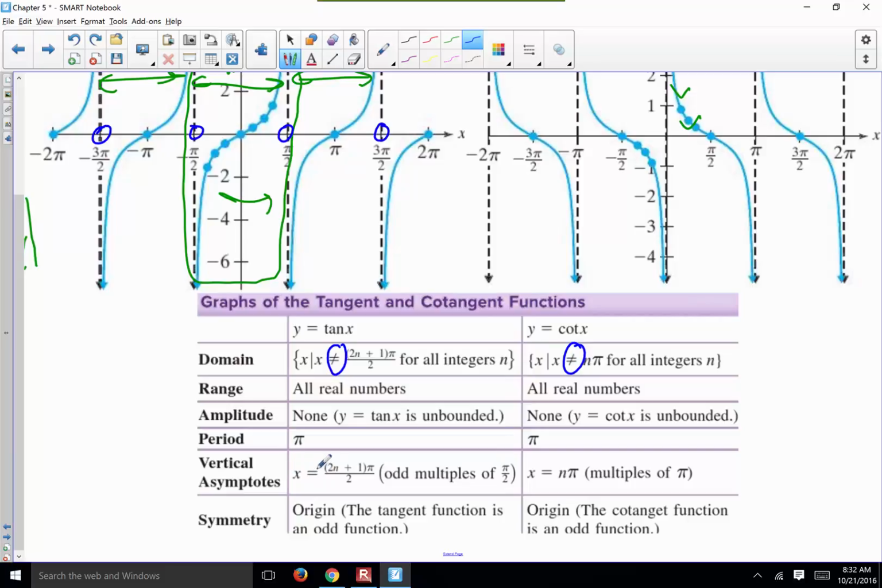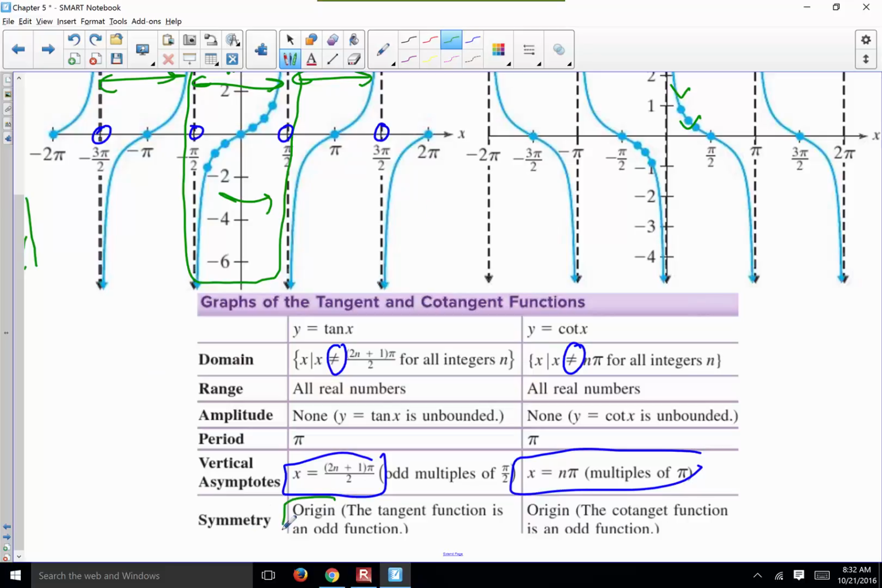Or in other words, you have vertical asymptotes there. For tangent, odd multiples of pi over 2. For cotangent, just multiples of pi. 0 pi, 1 pi, 2 pi, 3 pi, you have a problem there.